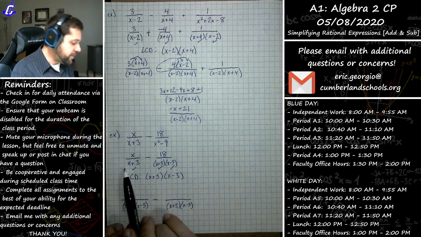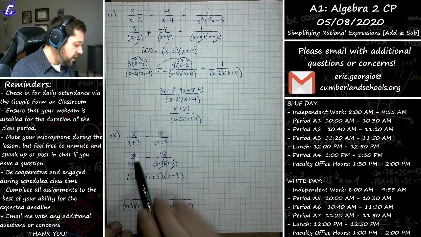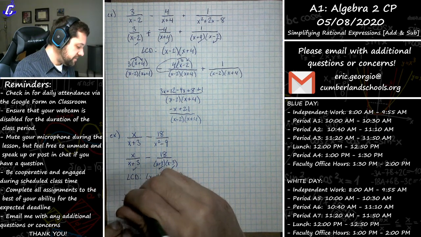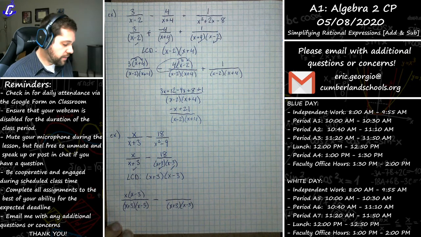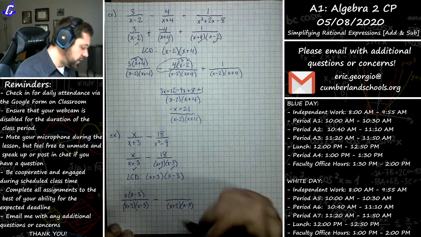So what do I need to multiply this by in order to get to this? Well, the missing piece is x minus 3. And so that's exactly what I need to do on the top. Right? What's missing to get from here to here? Again, nothing at all. We can just leave that one alone.